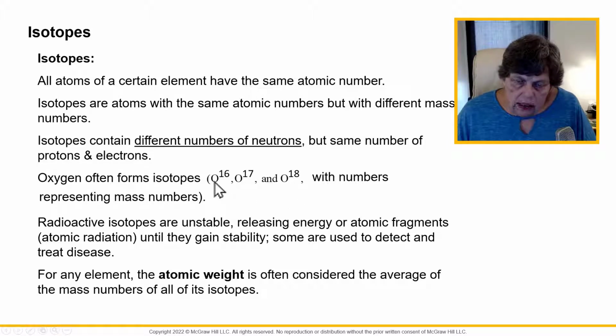So if we look at oxygen, oxygen forms these 3 isotopes. And so we write oxygen, which is O, and this tells us how many different neutrons are in there. Okay?